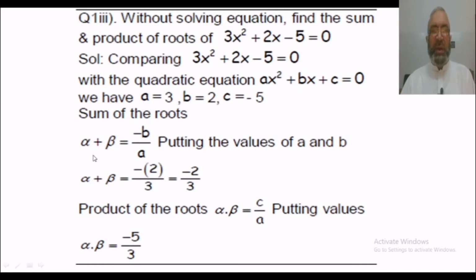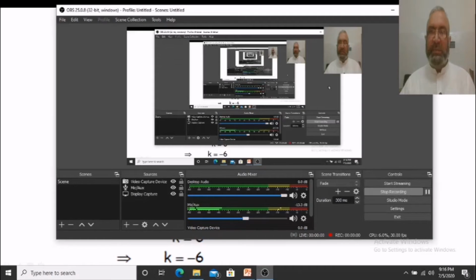Thus sum of the roots, alpha plus beta, is equal to minus b by a, putting the value of a and b. We get sum of the roots, minus the value of b, which is 2, divided by 3, is minus 2 by 3. Similarly, product of the roots, alpha beta, is c by a, putting the value of c and a. We get product of the roots is equal to minus 5 by 3. Value of c is minus 5 and value of a is 3. Thus we get sum of the roots and product of the roots without solving a quadratic equation.